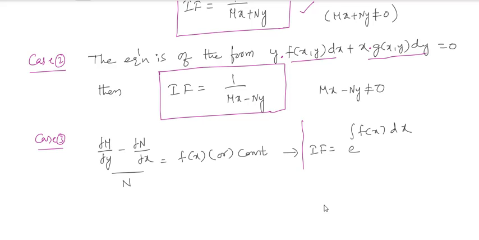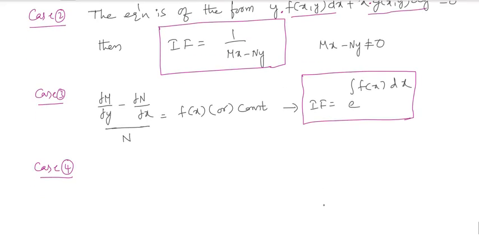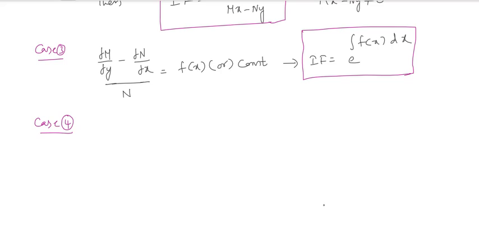Don't get confused. I'll give the idea. You may have a doubt about when to take dou M by dou y minus dou N by dou x. I'll give the justification for both case 3 and case 4 because those two are similar cases. Case 4 is just similar to case 3. Here I take dou N by dou x minus dou M by dou y, divided by M, equal to some function g of y, or sometimes it may be a constant.